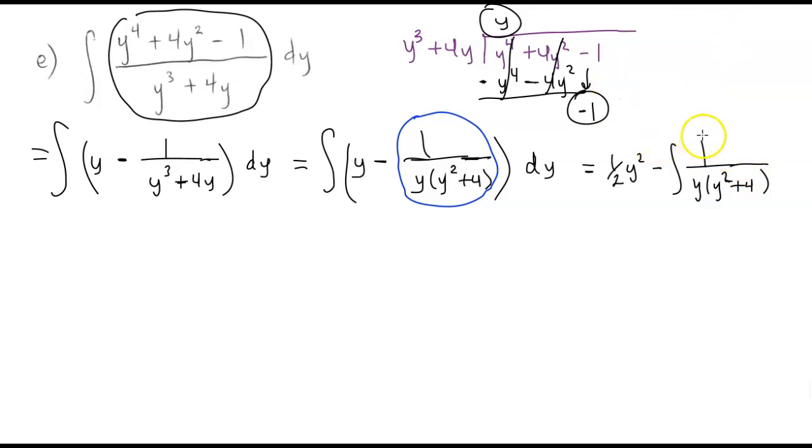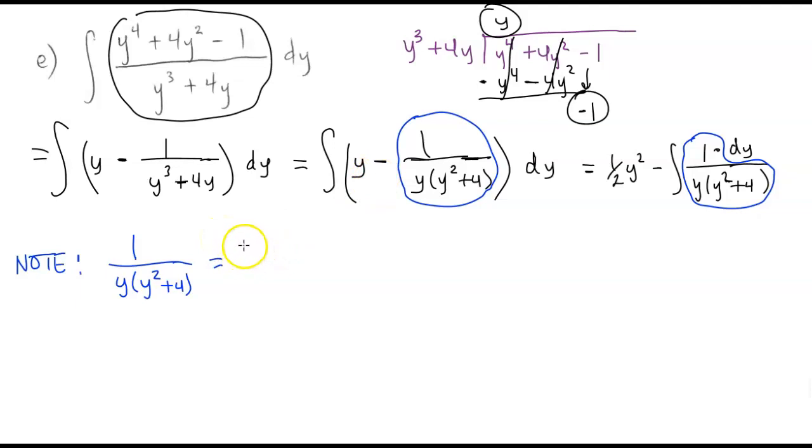Just for clarity here, I'll write it like this. So this is what we want to rewrite. Okay, so I'll put a note. We know that 1 over y times (y squared plus 4), if we follow partial fraction expansion techniques here, we can say that this is A divided by y plus (By plus C) over (y squared plus 4).